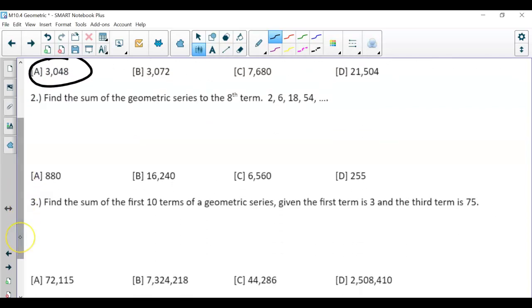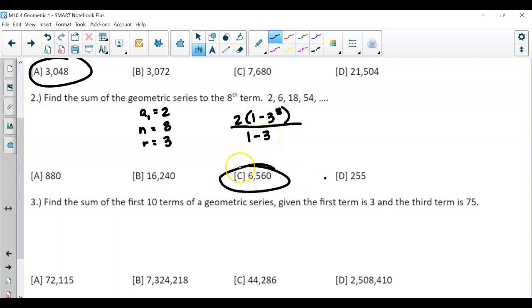Then number 2, again, finding the sum, a sub 1, so the initial first term was 2. We're looking for the sum of the first 8 terms, and then the ratio according to the sequence given was 3. So setting this up was 2 times 1 minus 3 to the 8th, divided by 1 minus 3, and you should have gotten C.